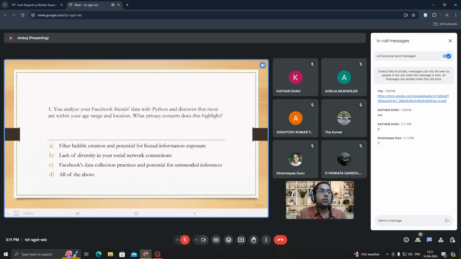So two people have answered. Katan Shah is saying D, and Kiran May is saying C. Okay, no problem. Kumar is saying option C. Kumar, may I have the privilege to know your first name or full name? I'll address you accordingly. I don't think so. Is Kumar your correct name? Ashutosh Kumar is saying option A.